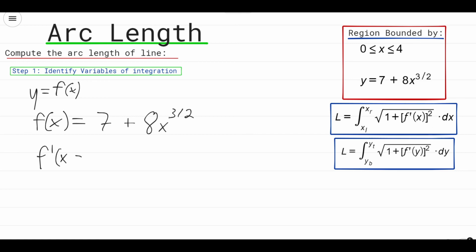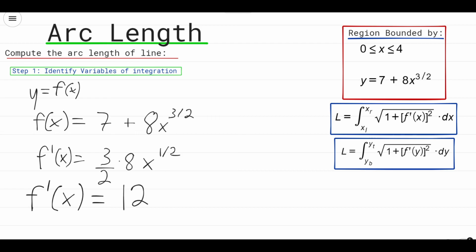So f prime of x: the derivative of 7 is equal to 0. The derivative of 8x to the 3 halves is 3 over 2 times the constant 8 times x to the 3 halves minus 1, which is x to the 1 half. You can apply the chain rule and you'll get the same answer, or you can apply the power rule, that's what I applied. Now we're going to simplify this first. So f prime is equal to 8 times 3 divided by 2, which is 24 over 2, which is 12, times x to the 1 half.